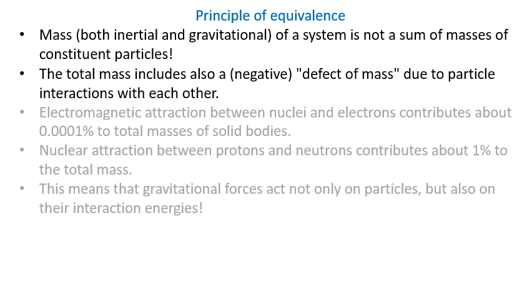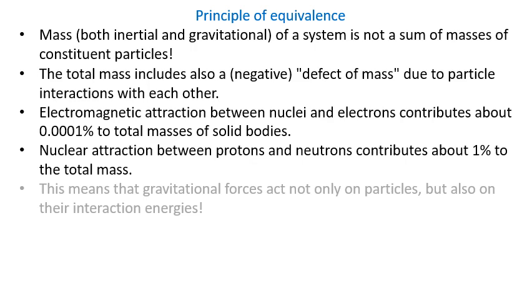The defect of mass is negative because any compound body is usually held together by attractive forces that lower the total energy. For example, electromagnetic or chemical attraction in atoms and molecules contributes a tiny fraction to the total mass of a body. The nuclear attraction lowers the mass of protons and neutrons in nuclei by about 1%, which is a sizable fraction. This brings us to the remarkable conclusion that gravitational forces act not only on particles and their masses, but also on interacting energies between the particles.